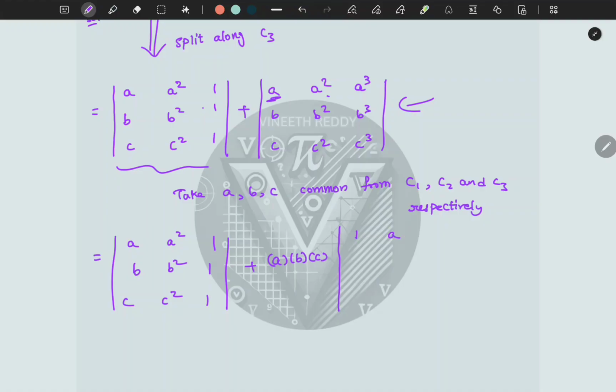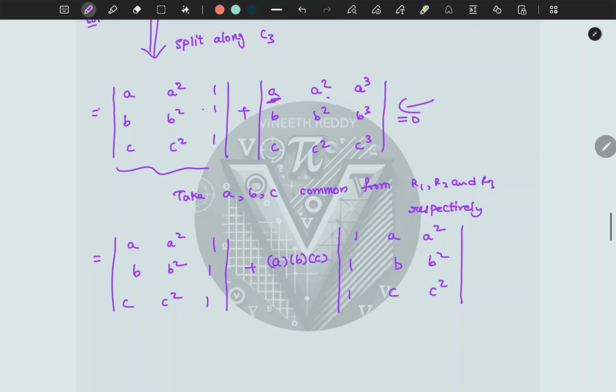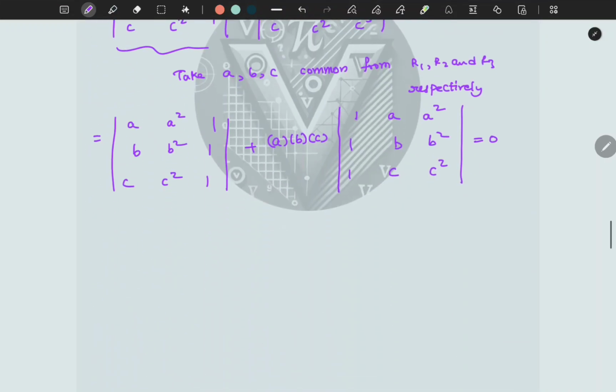Now a, so I think this should be, I'm really sorry, this should be row 1, row 2 and row 3, right? Yeah. So this should be a square. Now this should be 1 b square, 1 c square. I hope you are with me. See, this is equal to 0 as per the given question. This is 0, right? So don't forget to write 0 here.